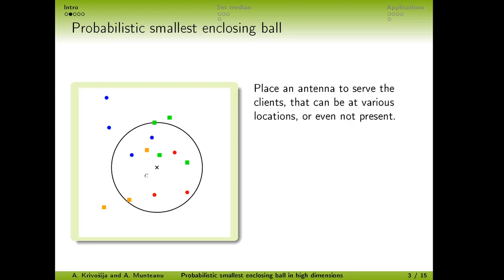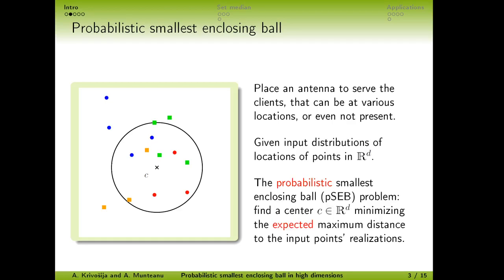Now, we still want to place the antenna, but our clients can appear at various locations or even be not present. The input consists now of distributions of locations of points in R^d, and the probabilistic smallest enclosing ball problem is to find a center C that minimizes the expected maximum distance to the input points' realizations.